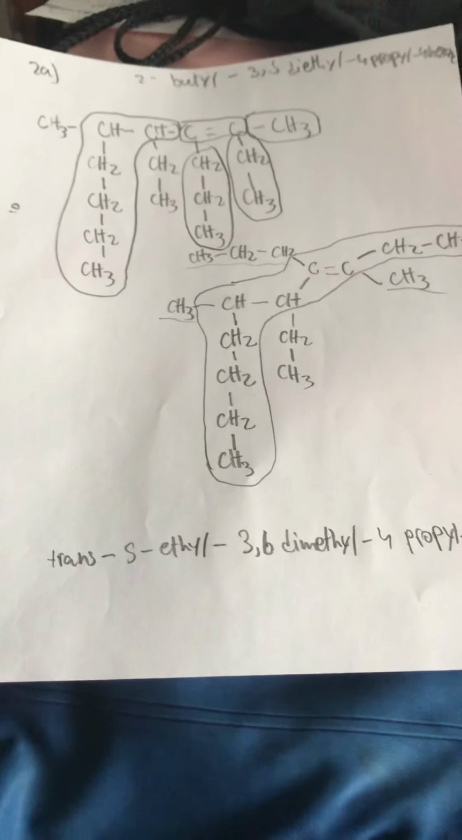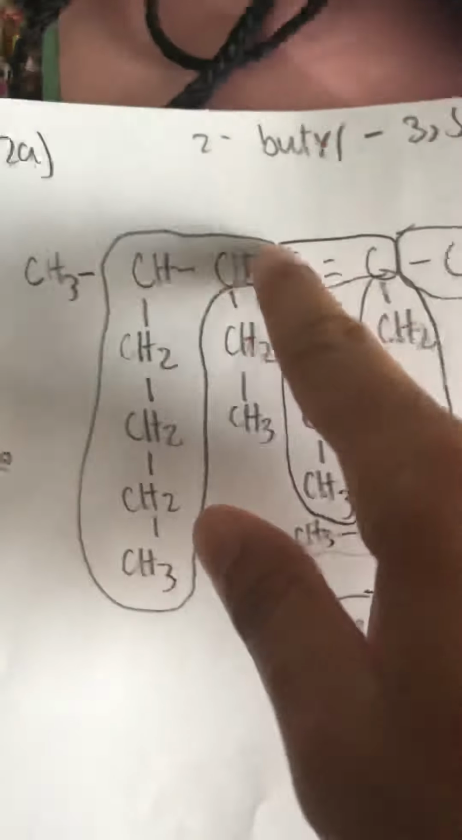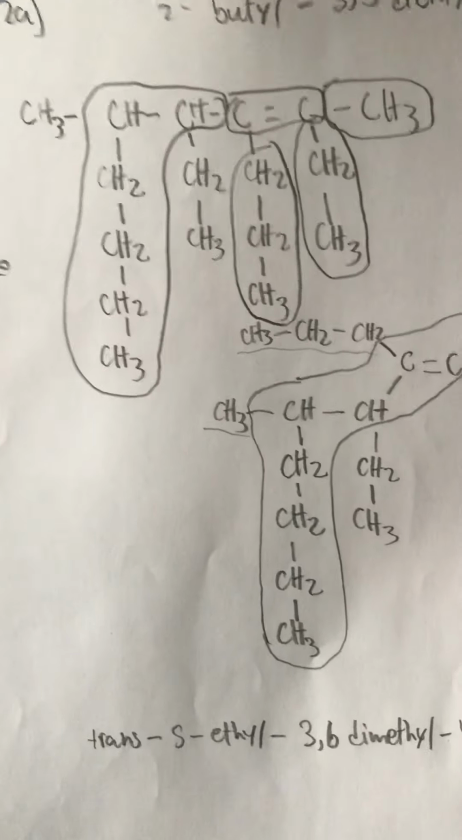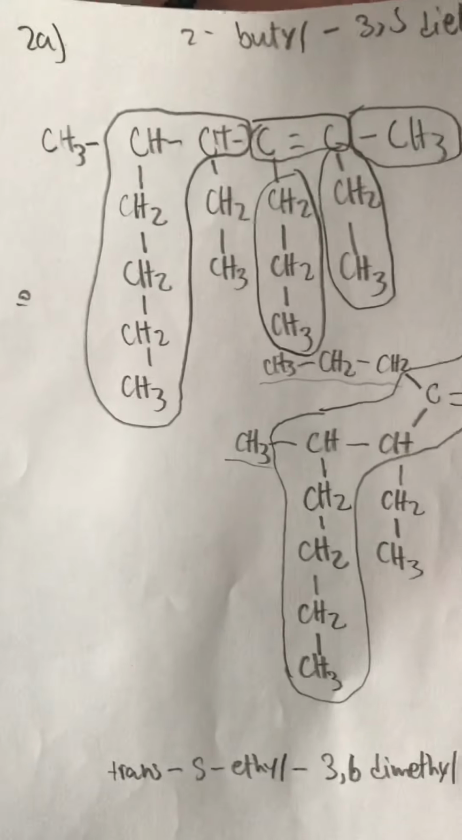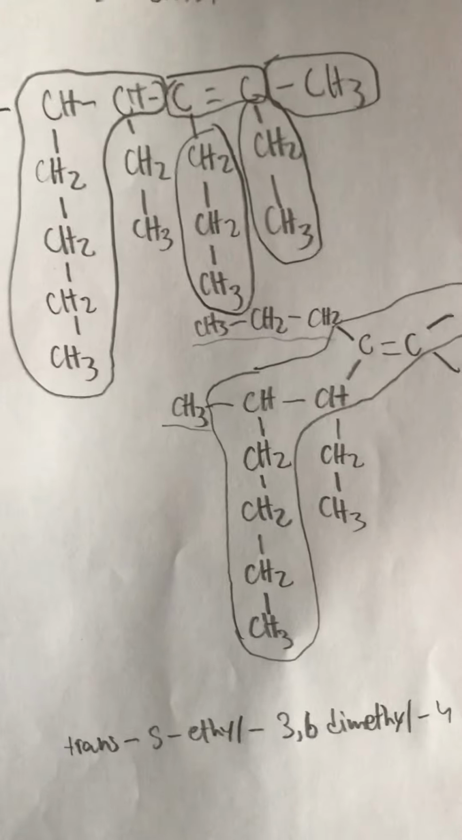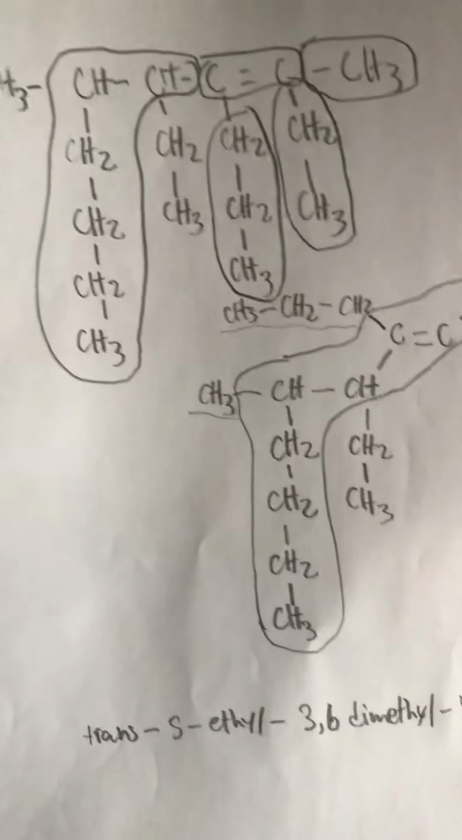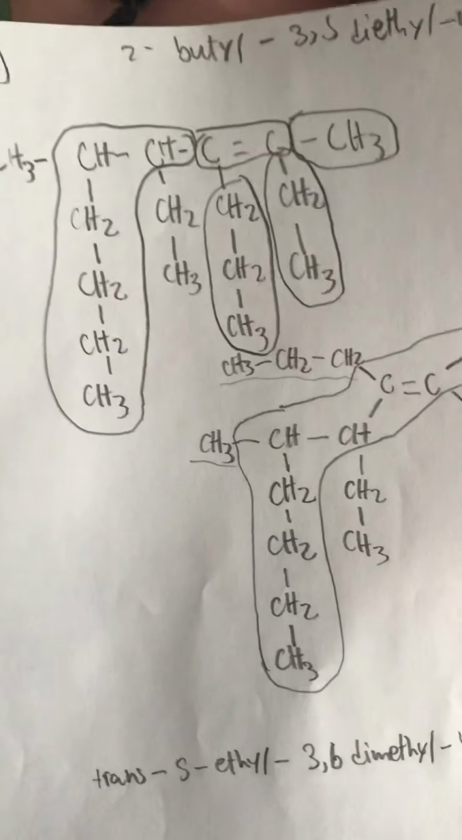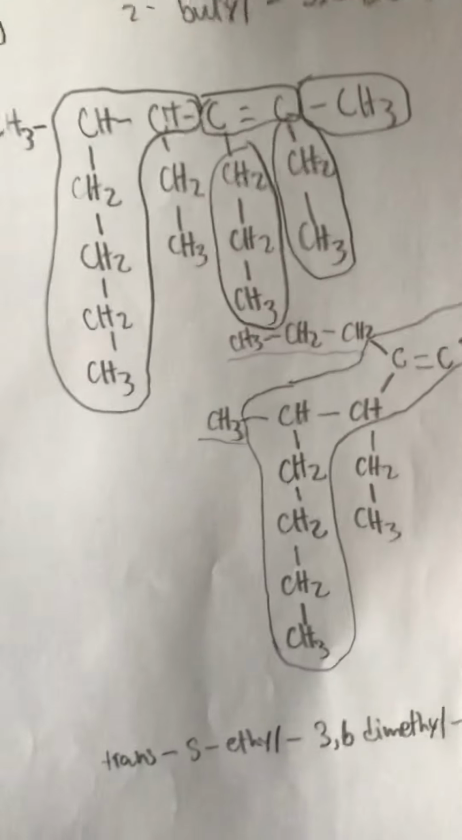So this is for the chemistry assessment question for number 2. First off, part A of the question gave us this: 2-butyl, 3,5-diethyl, 4-propyl, 4-hexane. The first thing I realized is that hexane means there are 6 carbons in the question. So I wrote 6 carbons. And it says there's a 4 before the hexane, which means that after the 4th carbon there's a double bond. So that's what I did.